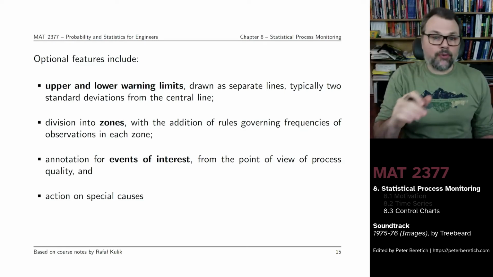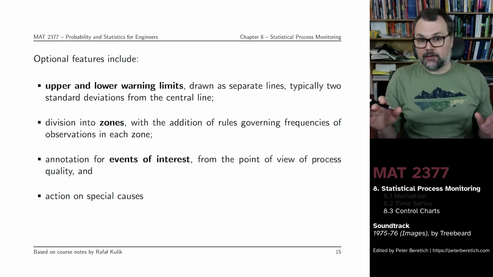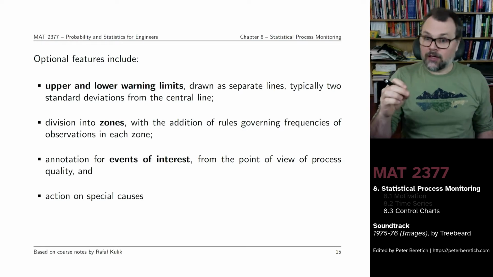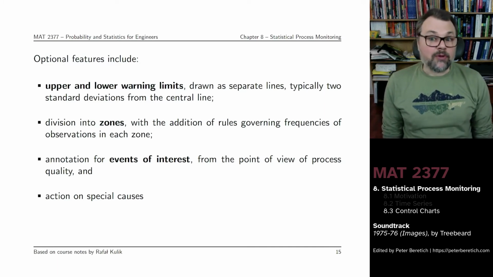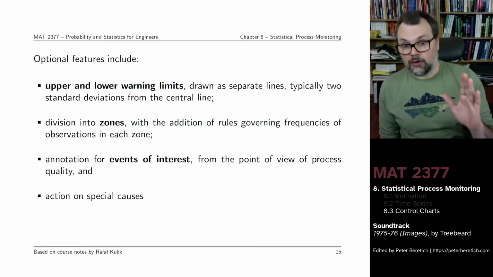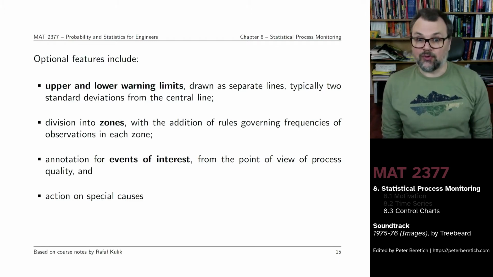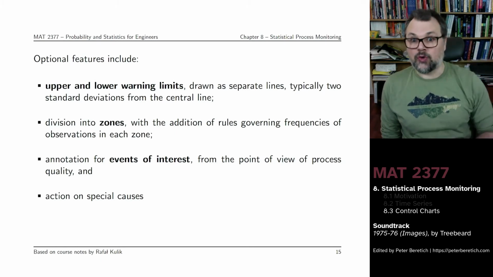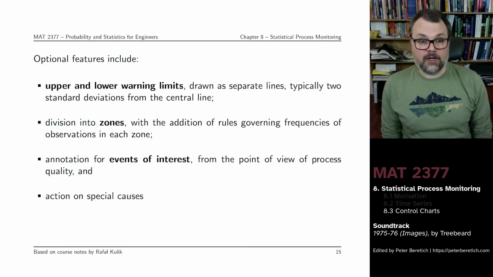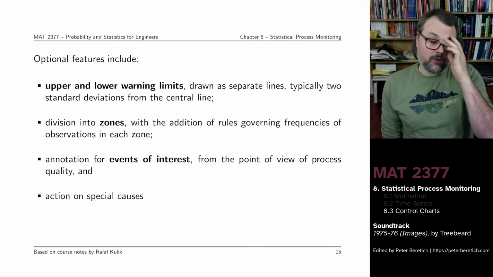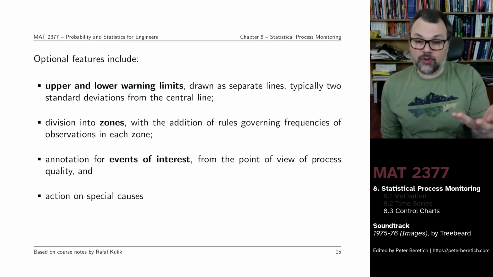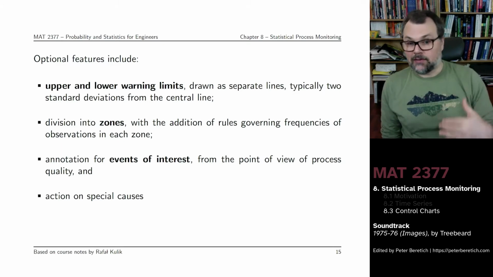You can have upper and lower warning limits. Perhaps instead of going all the way down to 3 standard deviations away from the central line, at the 2 standard deviation distance, you'll let people know that, hey, watch out, you are going further from the central line than you might want to, and the upper and the lower control limits are not that far. You might also divide them into various zones, and you might have rules that tell you how often you are allowed to observe measurements in these zones.